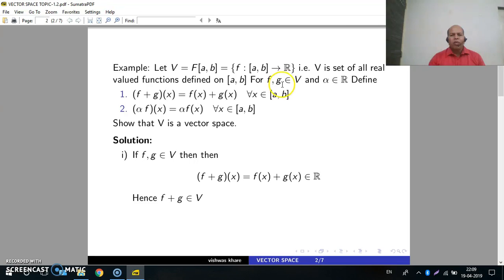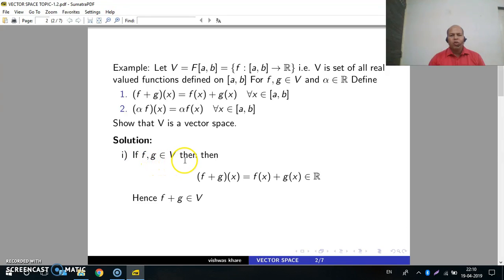For f, g belongs to V and alpha belongs to R, we define (f + g)(x) is f(x) + g(x) for all x belongs to the closed interval [a, b], and (alpha f)(x) is equal to alpha times f(x) for all x belongs to [a, b]. Show that V is a vector space. To show it is a vector space, we'll show that all 10 properties of vector space are satisfied.